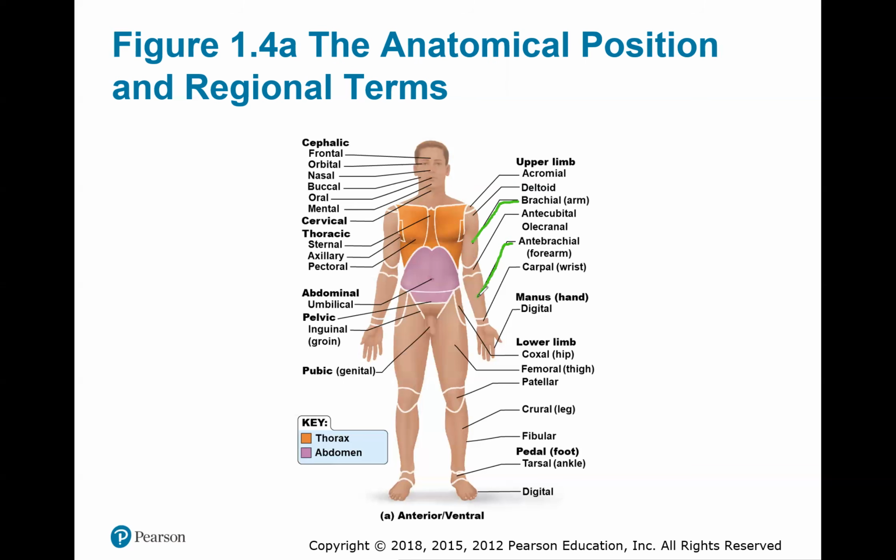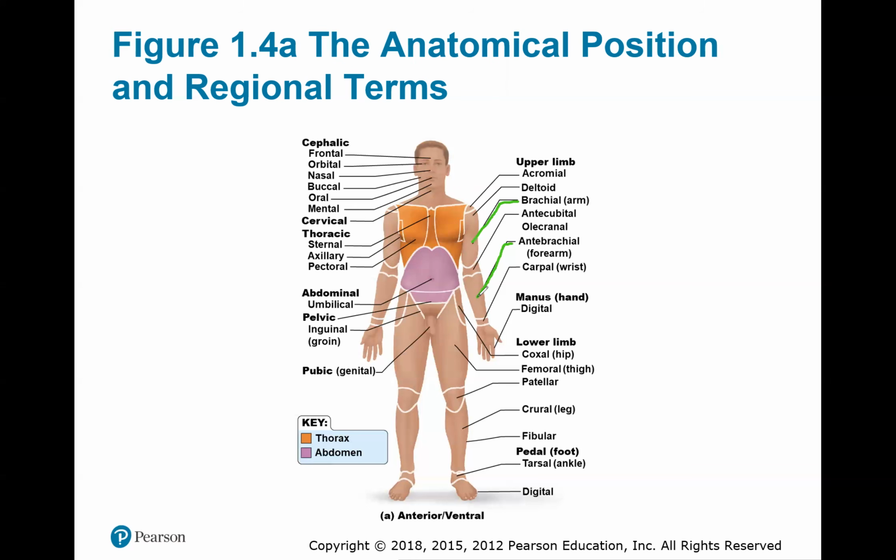Antebrachial is referring to the forearm. And you will want to know these as well, because again, we will discuss, for instance, the brachial artery, brachial nerves, and it will just help to make sense of this later on. So brachial is the upper arm, antebrachial is the forearm.